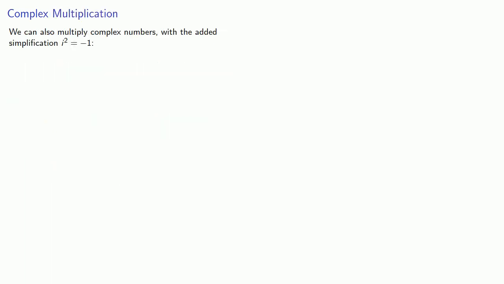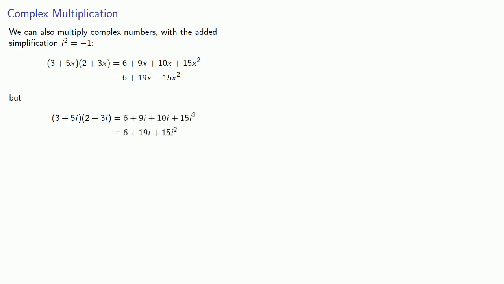We can also multiply complex numbers with the added simplification that i squared is equal to negative 1. And so if we multiply 3 plus 5x by 2 plus 3x, we get, but if we multiply the complex numbers 3 plus 5i times 2 plus 3i, we get, and since i squared is equal to negative 1, we can go one step further and get.